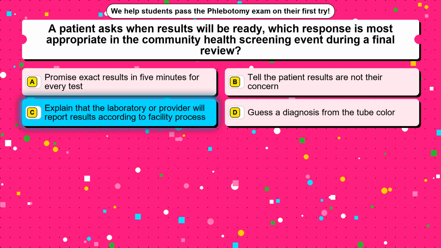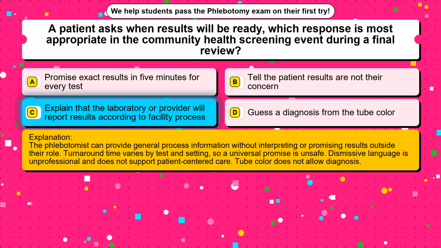The correct answer is option C. Explain that the laboratory or provider will report results according to facility process. The phlebotomist can provide general process information without interpreting or promising results outside their role. Turnaround time varies by test and setting, so a universal promise is unsafe. Dismissive language is unprofessional and does not support patient-centered care. Tube color does not allow diagnosis.